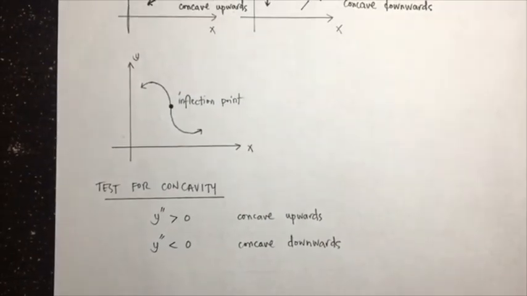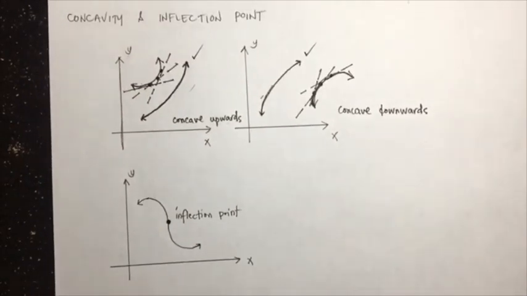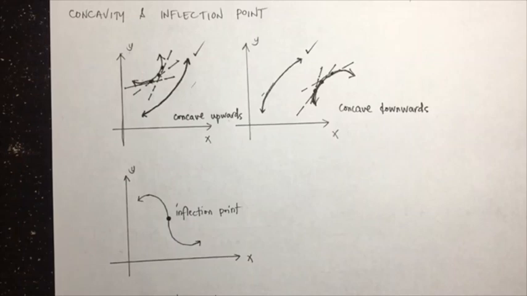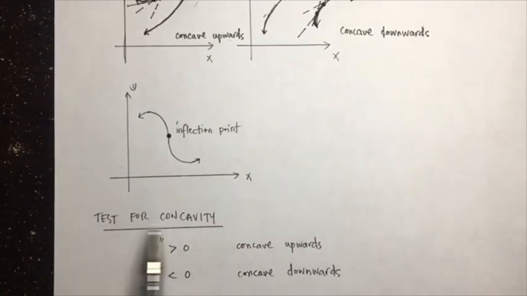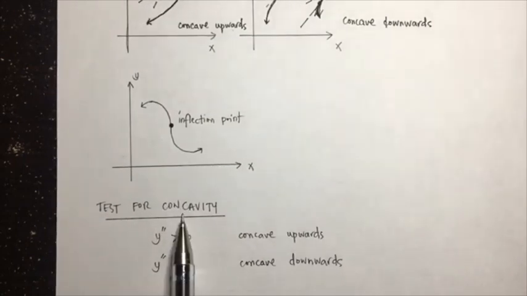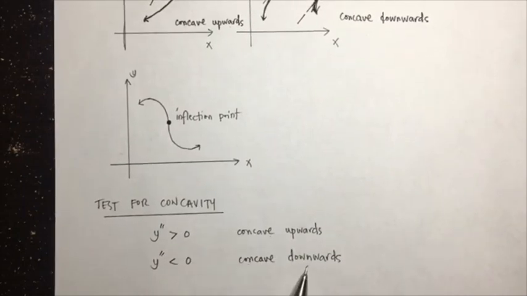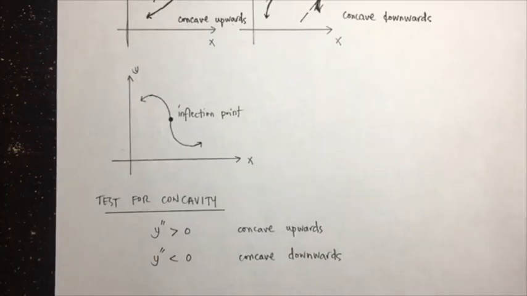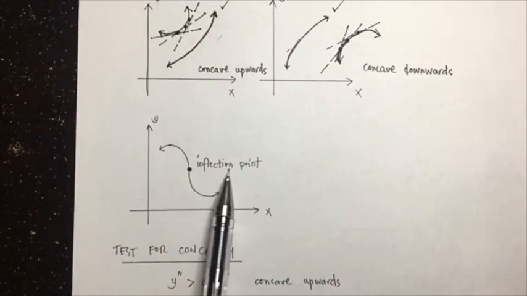Okay, so that's it. It will be similar to the first derivative test, where we determine the intervals for which the function is increasing or decreasing. For the second derivative test, we can also use it to test for concavity, to determine the intervals for which the curve is concave upwards or concave downwards. To determine the intervals, we also need to find the inflection point.